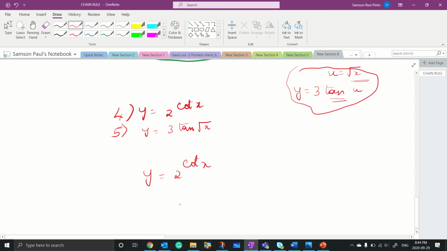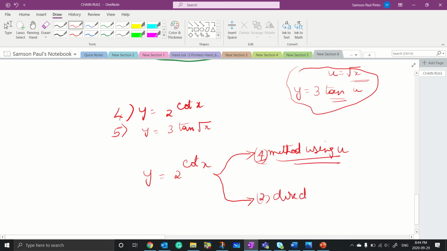Now, you can solve this problem even without using substitution, and in this step I am going to show you two methods in detail. Method 1 is substitution, where you use u, and the second one is the direct method without using any substitution.